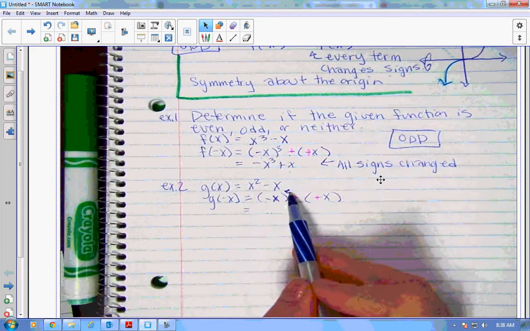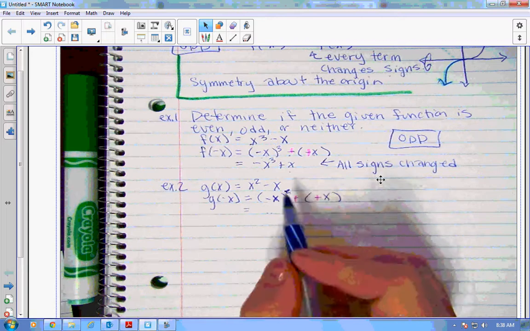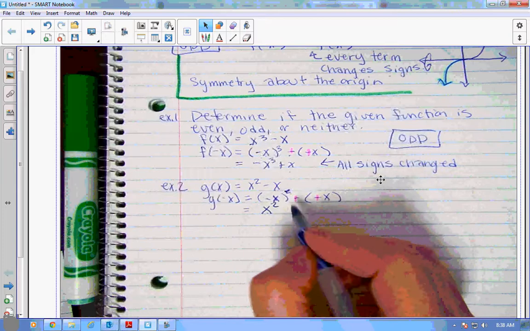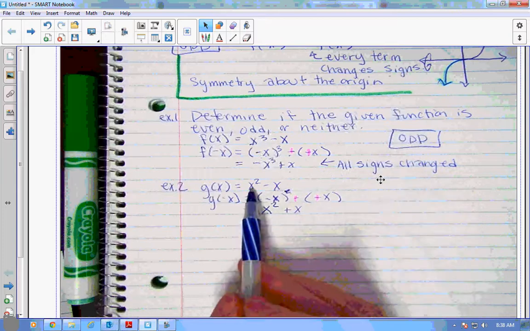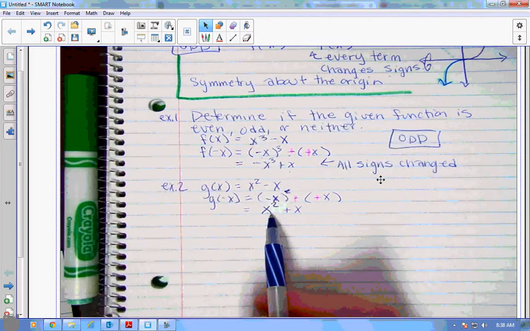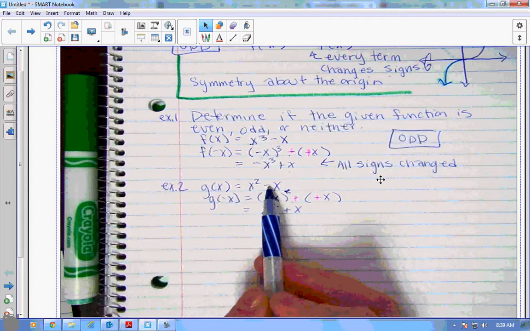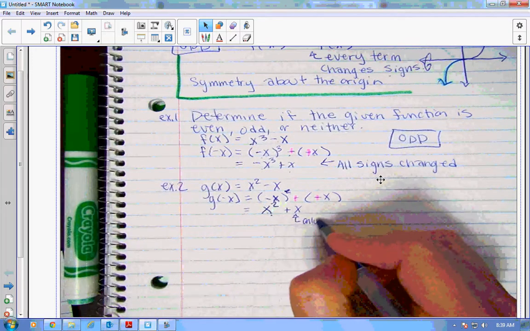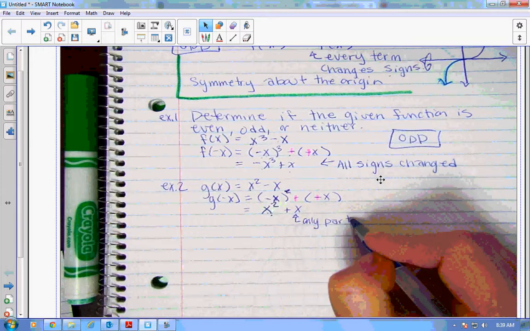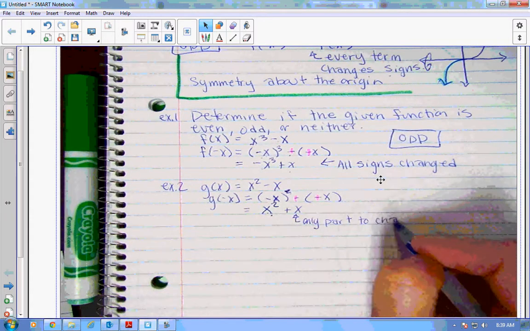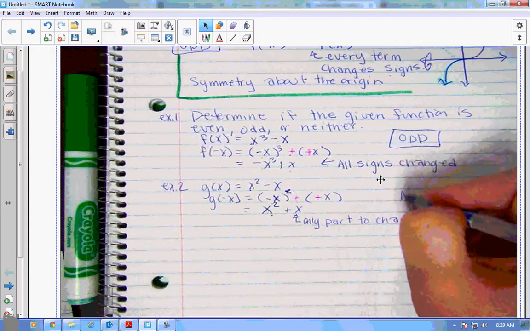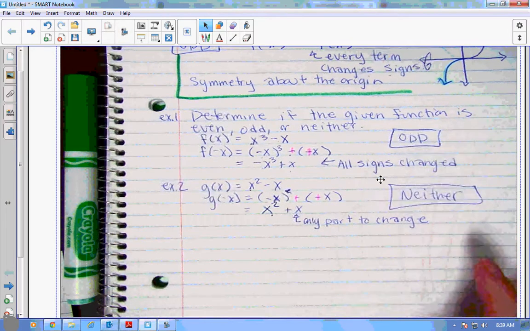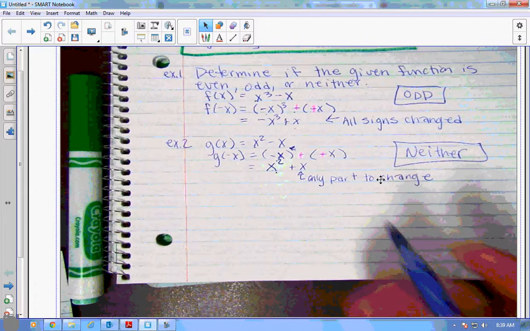Negative x squared: a negative times negative would be a positive, and an x times an x would be x squared, so positive x squared. We get plus x. Now originally it was positive x squared, and we keep positive x squared, so that did not change. Originally it was negative x, but this one changed. Only one part changed. So therefore, the whole thing didn't change, and also the whole thing didn't stay the same. So the answer is this is neither odd nor even.